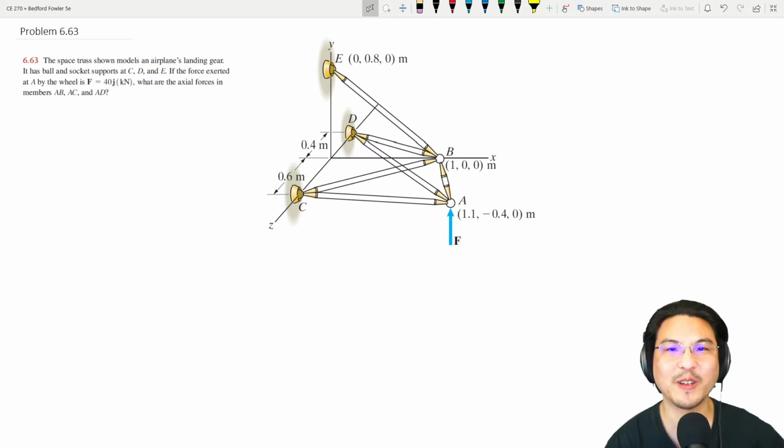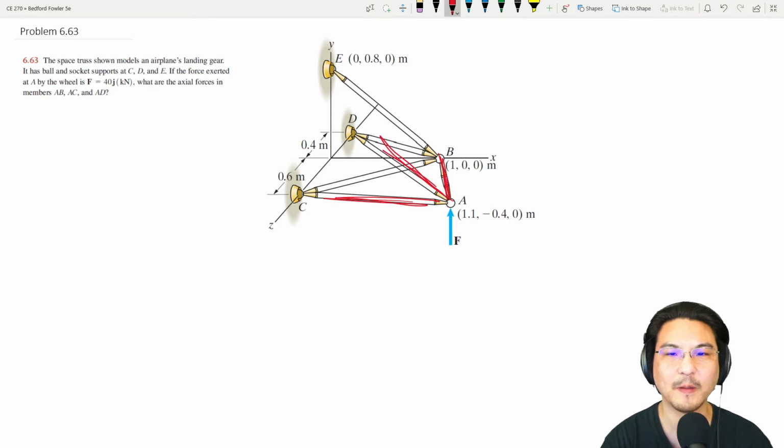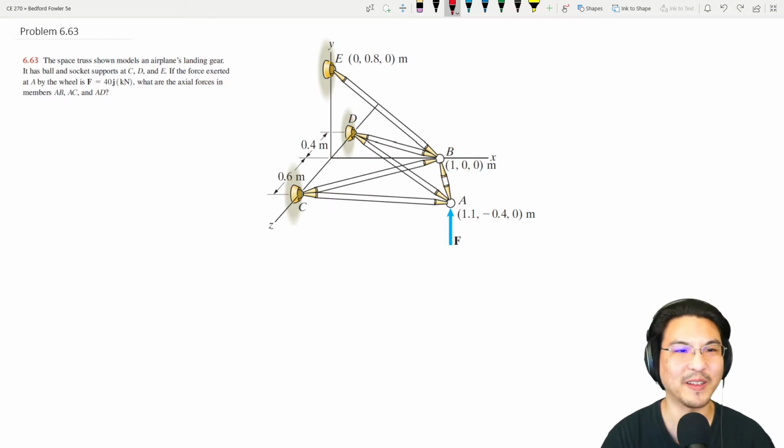Hey everybody, let's try this space truss problem. We're asked to find the axial forces in member AB, AC, AD. So basically it's the method of joints, starting at joint A, and then you could continue to joint B, C, D, and solve for the axial forces everywhere. This particular problem is only asking for these three.